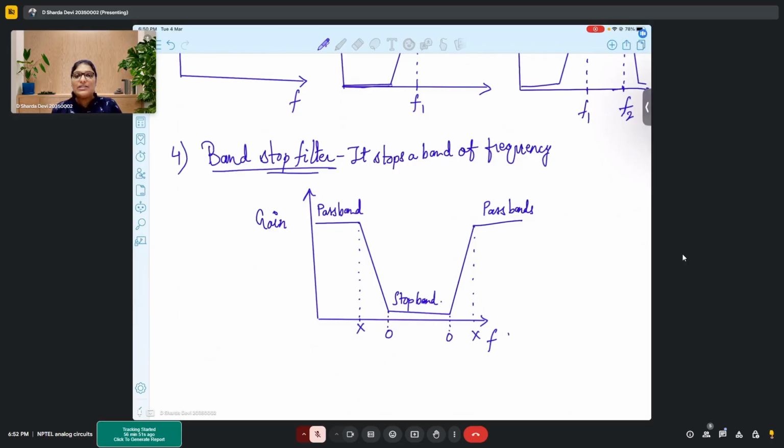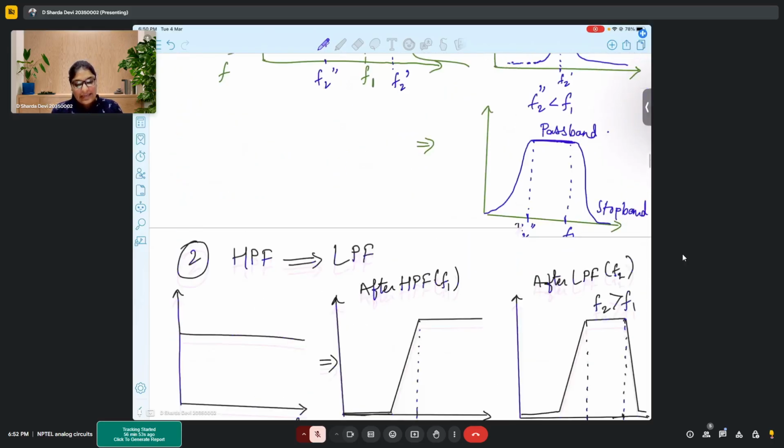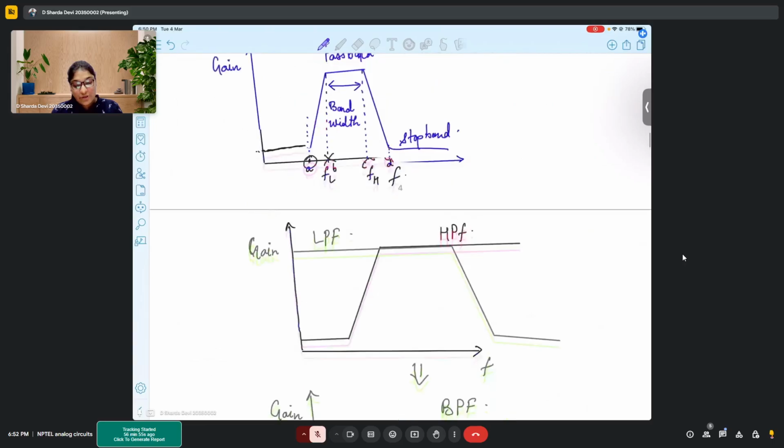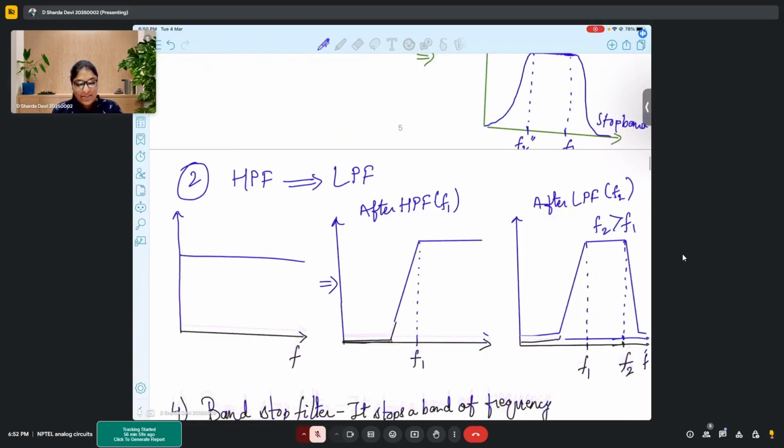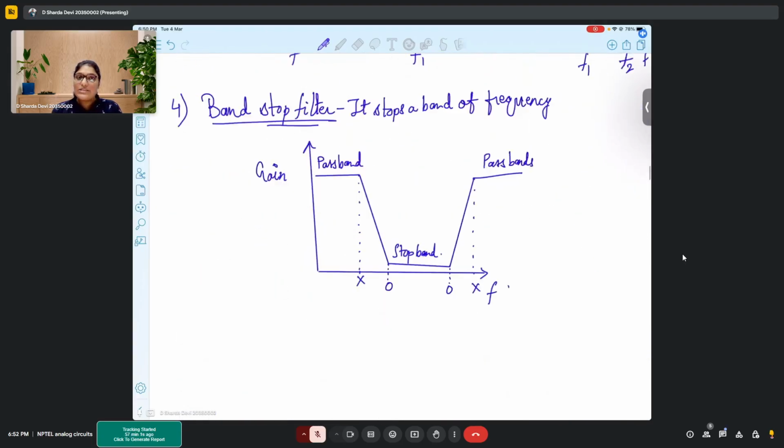So if you see, the behavior is also opposite. Here it was pole zero, zero pole zero for the band pass filter. In the band stop filter, you need pole zero zero pole. Okay, and again this is the bandwidth of our band stop range.